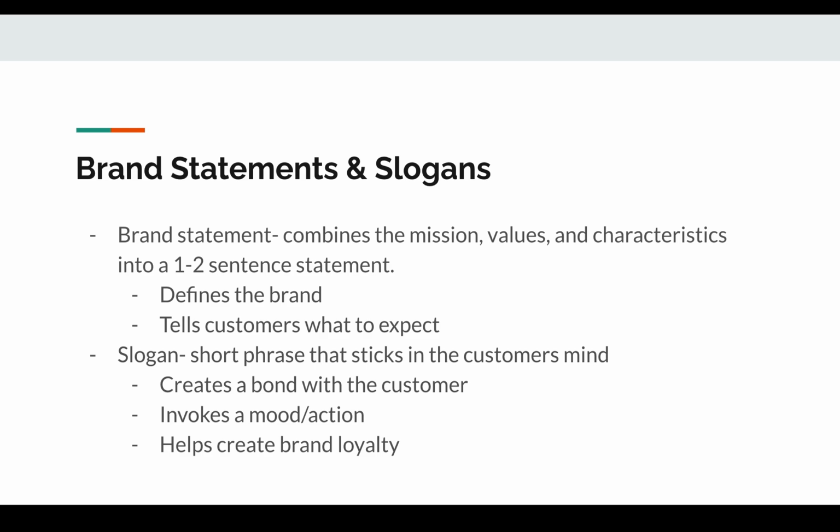And then we have a slogan. So just the short phrase that sticks in the customer's mind. It needs to stay there. They need to be able to remember it and recall it easily. And this is going to be something that creates a bond with a customer and hopefully invokes a positive mood or even an action. Maybe if I hear the "I'm loving it" slogan from McDonald's, it's going to push me to perform an action like get in my car and drive to McDonald's. And then it also helps create that brand loyalty. If I'm thinking of 2 different restaurants and I remember the slogan of one and I don't remember the slogan of the other, I'm probably going to go with the brand that I remember more details about.